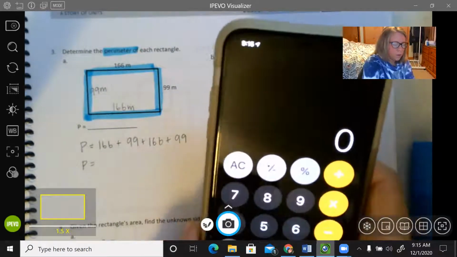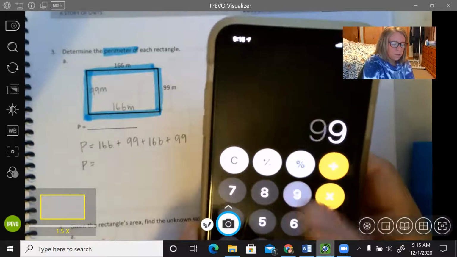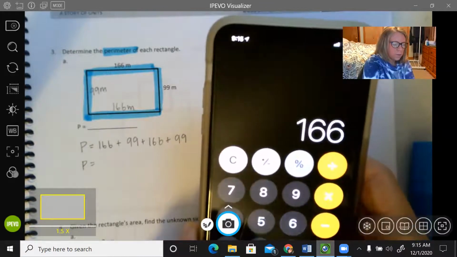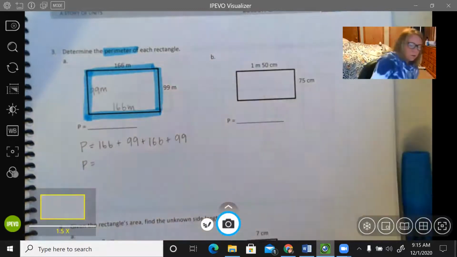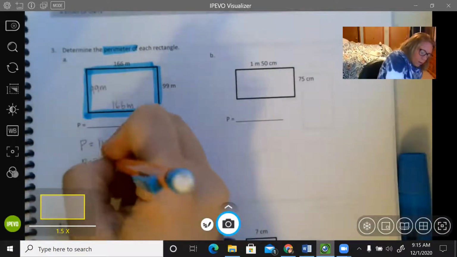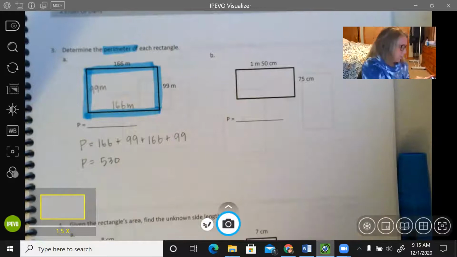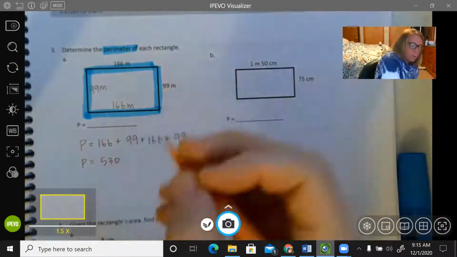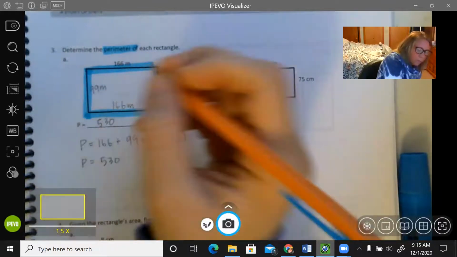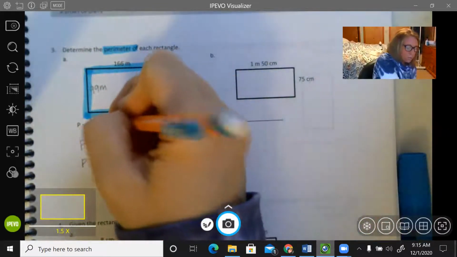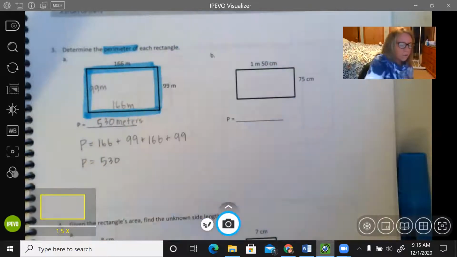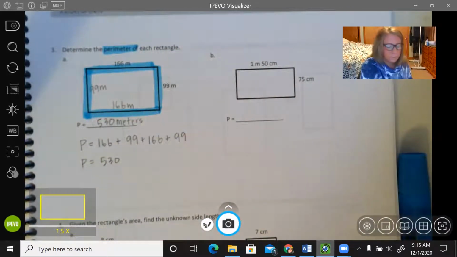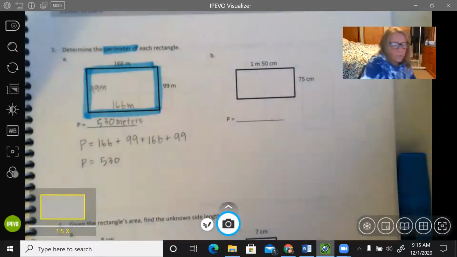Okay, so I have 166 plus 99 plus 166 plus 99, 530. I don't really trust my iPhone calculator, so I always do it twice. Got the same answer. So now I'm going to write my perimeter is 530 meters. Perimeter is not squared, just area. Okay, moving on to letter B.